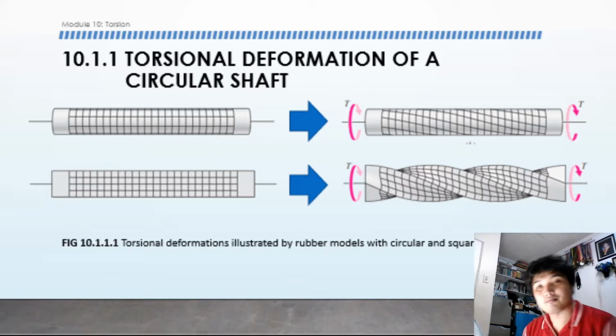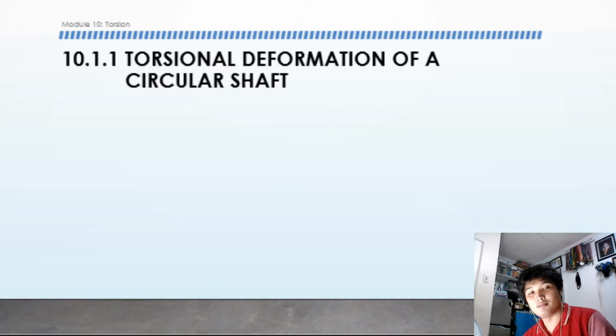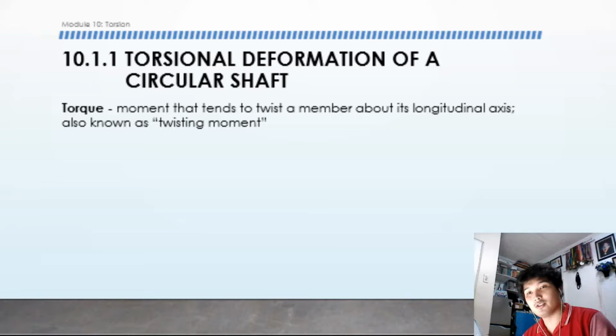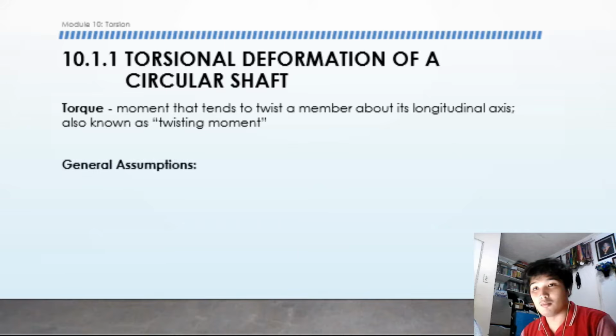Okay? So, ayan. So, define natin class what causes yung torsion, diba? So, sabi natin kanina, kaya nagkakaroon ng torsion is because merong twisting moment na nag-exist doon sa ating material. And then, yung twisting moment na yun class is mas tama siyang tawagin, okay, na torque. Okay? So, torque equals daw sa moment that tends to twist a member about its longitudinal axis. So, also known as twisting moment.